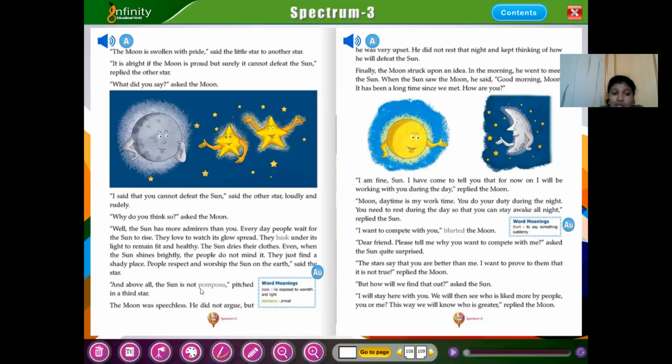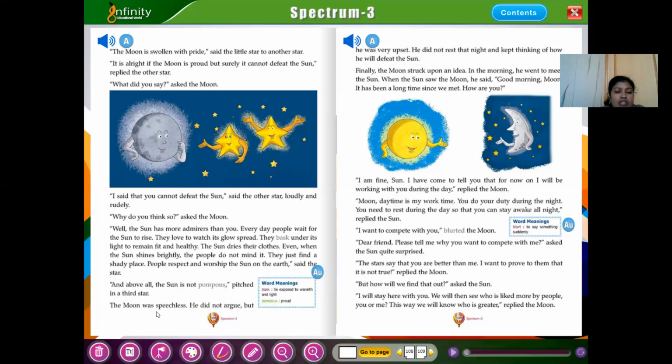Why did the third star say this, do you understand, children? Because in the beginning, when the people said that the sky is very beautiful, the moon became proud of himself, because he thought the people of the earth admired the moon. So when the star explained about the sun, one more star said that though the sun is getting more importance, and is more admired, respected and worshipped by the people, it is not proud of himself.